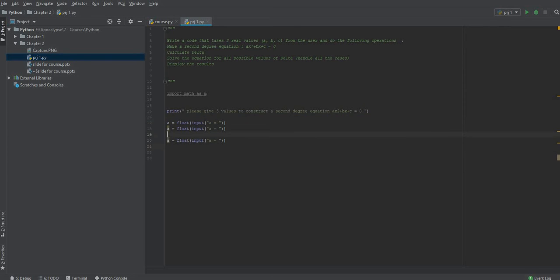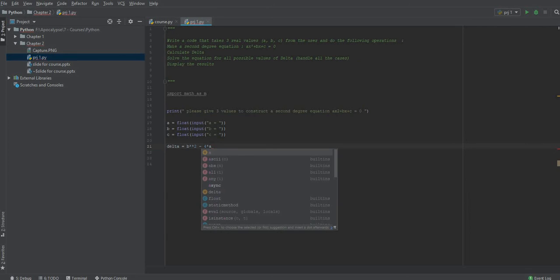We need to make three variables. Now this is b, and this has to be c, right? So now we have the three variables. Delta is equal, as you know, to b squared minus 4 multiplied by a and c.